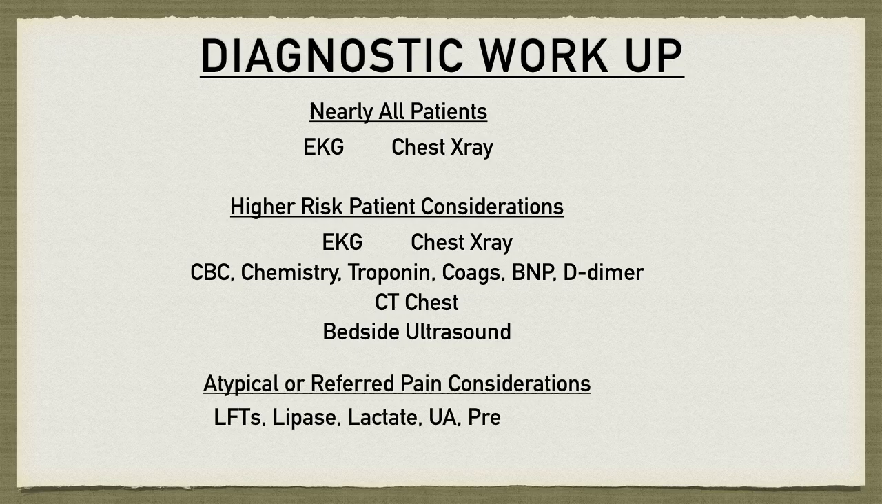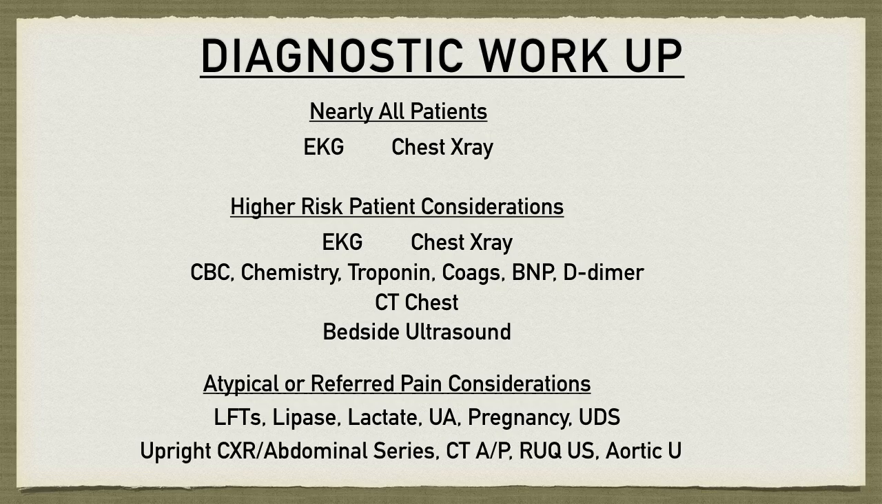And then don't forget about atypical or referred pain. If you're concerned about abdominal etiologies leading to referred pain up into the chest, you might want to consider getting abdominal labs. Also, don't forget about pregnancy tests if that's warranted, and don't forget about things like urinalysis or urine drug screen if that's necessary too. You might also consider other forms of imaging such as upright chest x-ray or abdominal series if you're worried about obstructive pathology or even free air in the abdomen from, let's say, a gastric perforation. You might get a CT abdomen and pelvis, or you might get a right upper quadrant ultrasound to look for hepatobiliary pathology that's leading to the chest pain. If you're worried about things like an AAA, you might consider getting an aortic ultrasound to look for that.